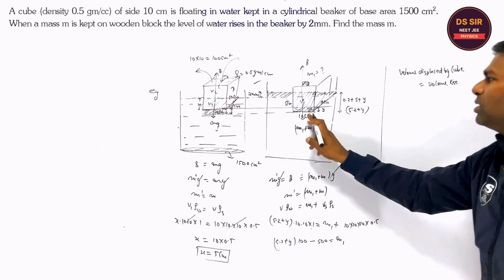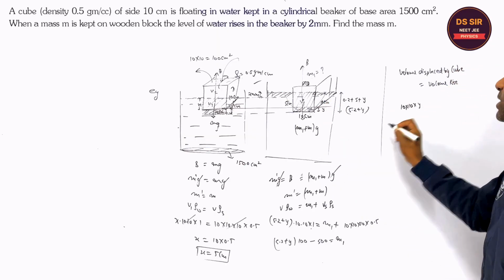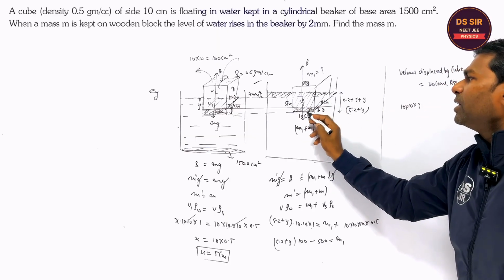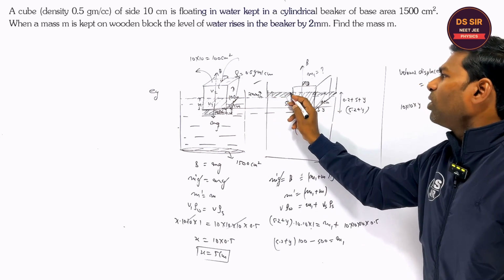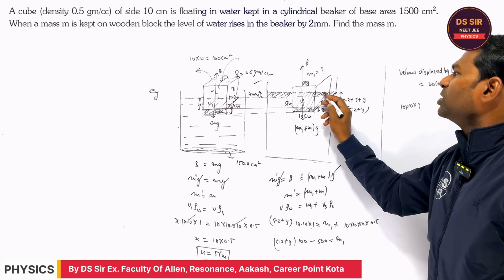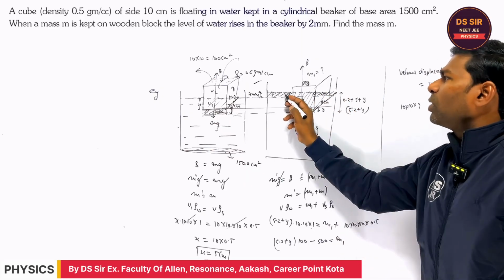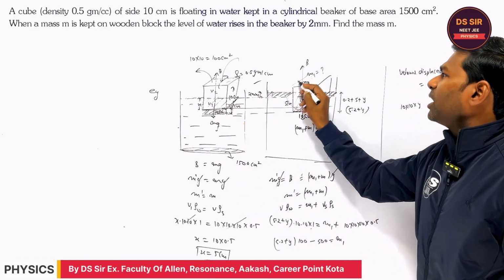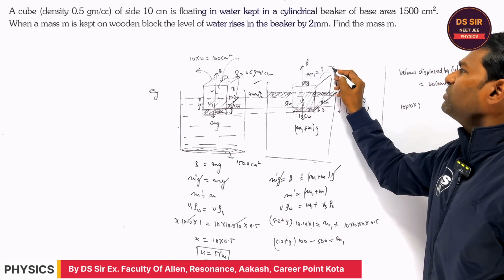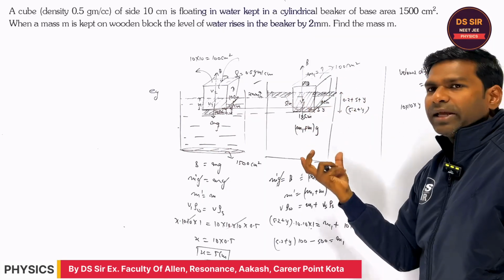So what is the volume displaced? 10 into 10 into y. This is the volume displaced, 10 into 10 into y, and where does this volume come? It comes in this portion. What is the volume? Volume is the area. What is the area? This is the 1500 minus the area of this, and this is 100 centimeter square. So what is the area of the volume rise?